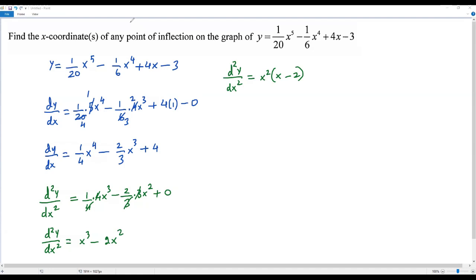Now what we have to do is equate this second derivative to 0. That is, d squared y over dx squared is equated to 0. Then I'm getting x squared times (x minus 2) equals 0.